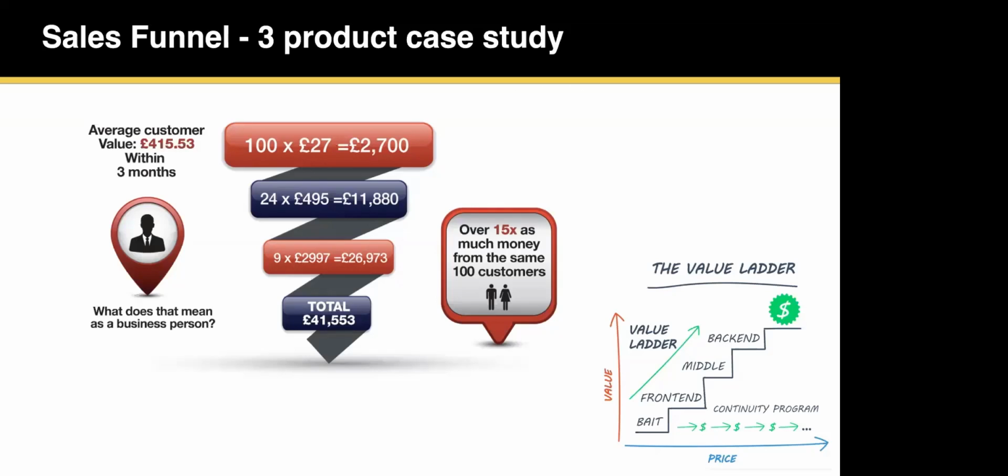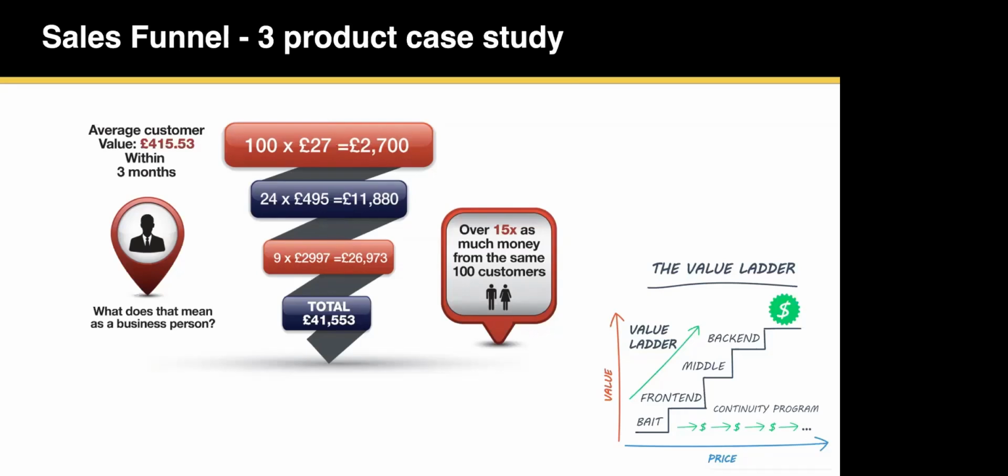But then we've got a third product, which is a higher ticket product, £2,997. And 9% buy that product, so that's 9 out of every 100. So 9 times 2,997 is £26,973. If you add up the £2,700 plus the £11,880 plus the £26,973, that gives you a total revenue of £41,553 from the same 100 customers. So the difference adding product 2 and product 3 makes is the difference between £2,700 of revenue or £41,553 of revenue. So basically a 15-fold increase in revenue just by adding 2 products.